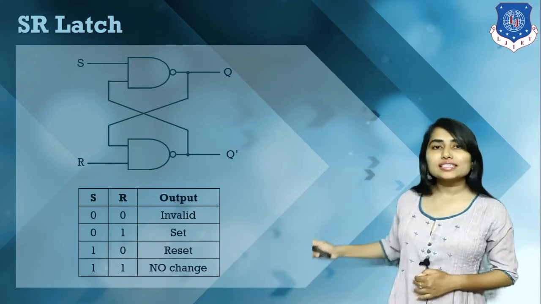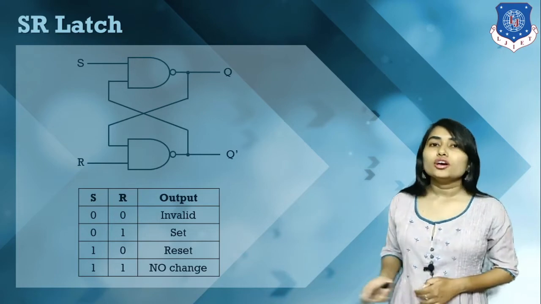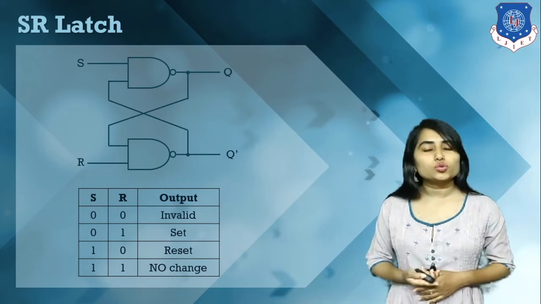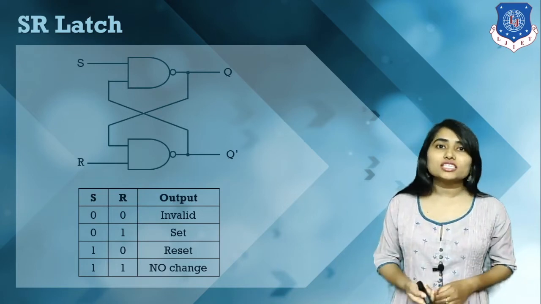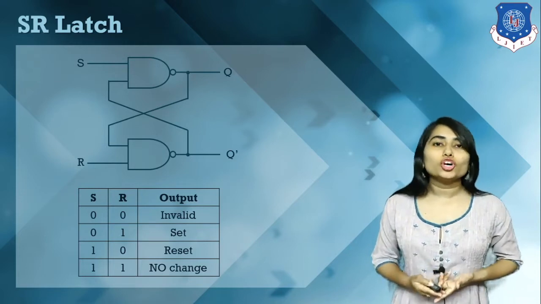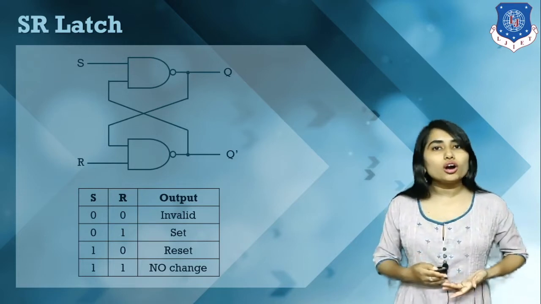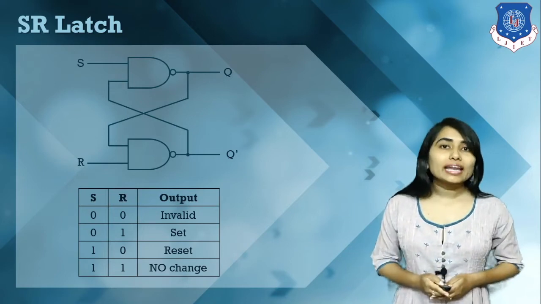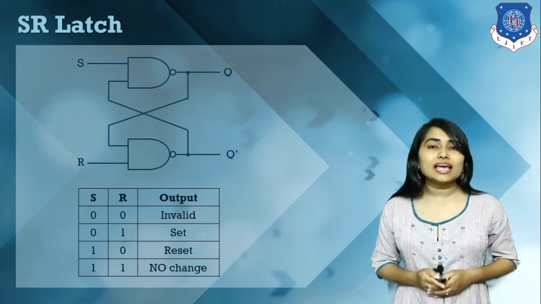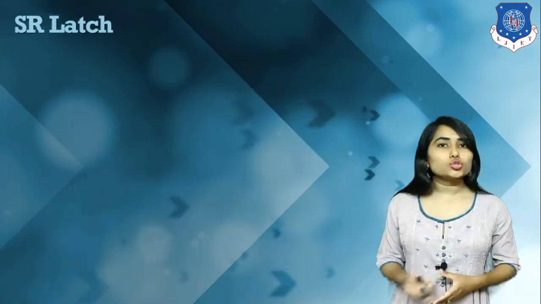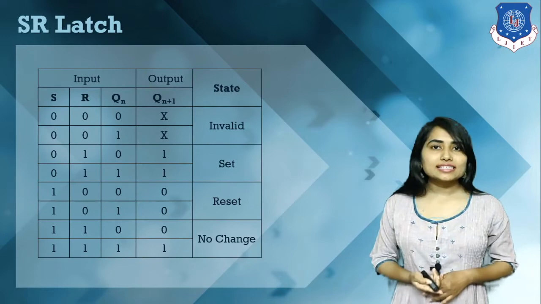And for S and R equal to 1, 1, we have a no change condition. That means Qn and Qn+1 are equal, or say our past output and present output are equal. So this is a characteristic table of the SR latch using NAND gates. Now here we have a truth table for this SR latch.